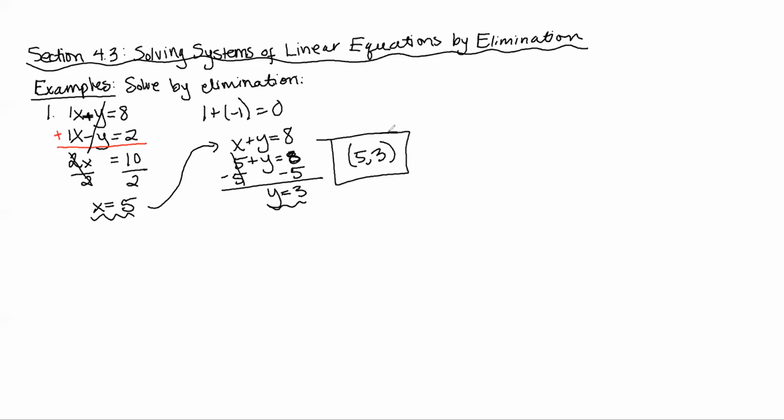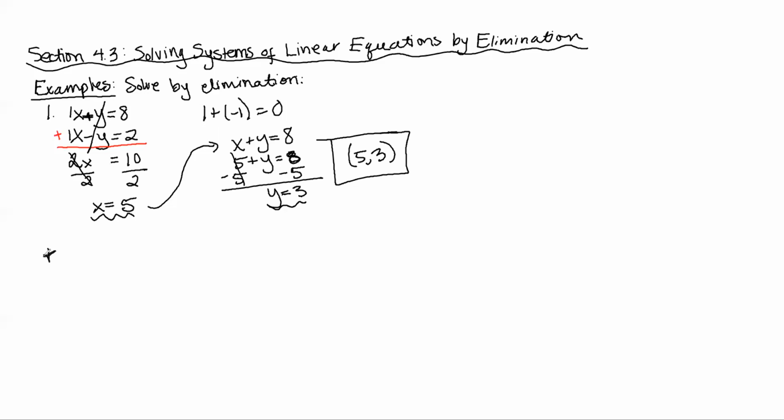So a lot of the time, if it's set up really nicely for elimination, you notice you have opposite coefficients. This way is actually a little bit faster than substitution, but sometimes it's just a matter of personal preference which one you like better. So let's go ahead and try a couple of these that might be a little bit trickier than this one. So this one was set up pretty nicely.